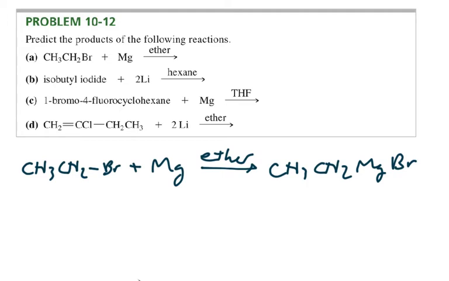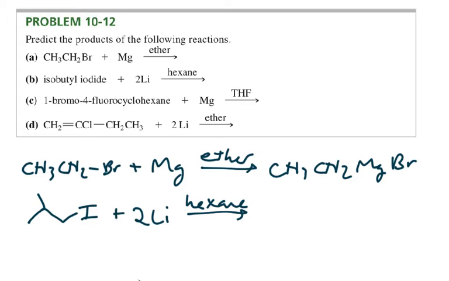So we have isobutyl iodide. So isobutyl is 1, 2, 3, like that. That's isobutyl iodide. And 2 lithiums in hexane. And the hexane doesn't really matter, it's just a solvent. Okay, what do we think it is?